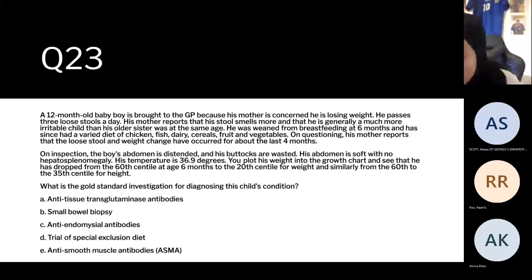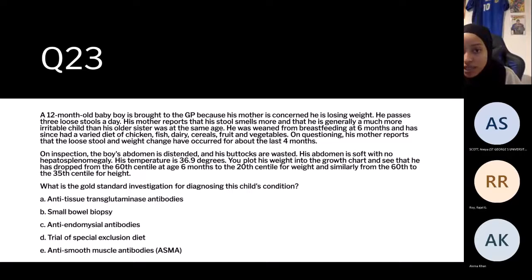Okay, so I'm going to stop the poll. We've got between 2 different responses, anti-tissue transglutaminase antibodies or trial of special exclusion diet. So the actual answer is small bowel biopsy. And the reason for that is because they ask what is the gold standard investigation.